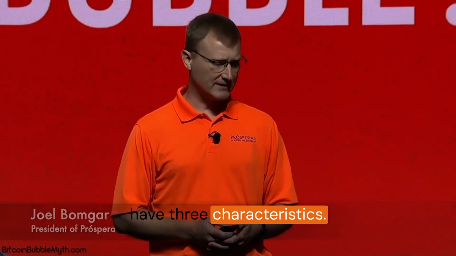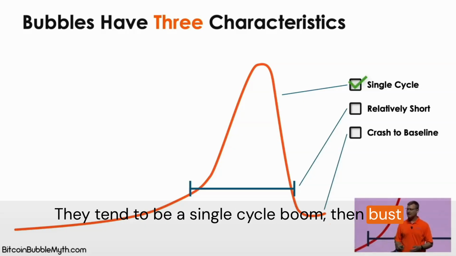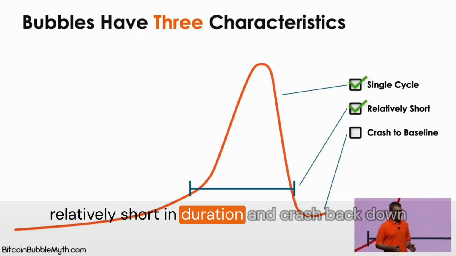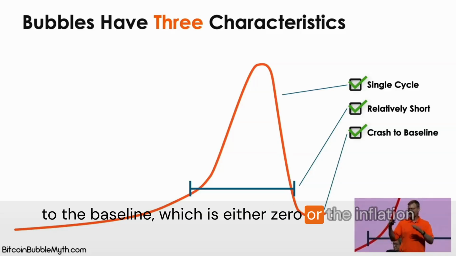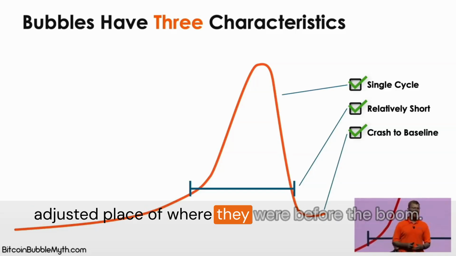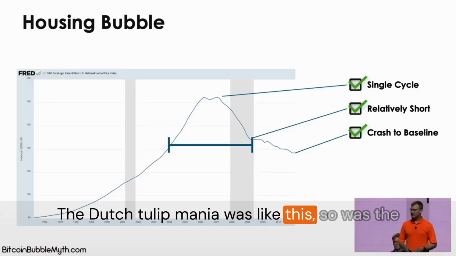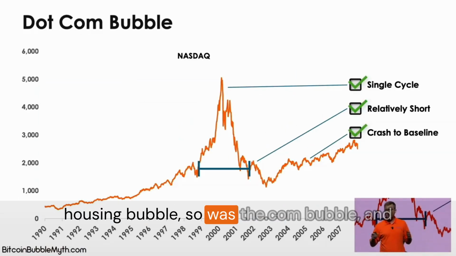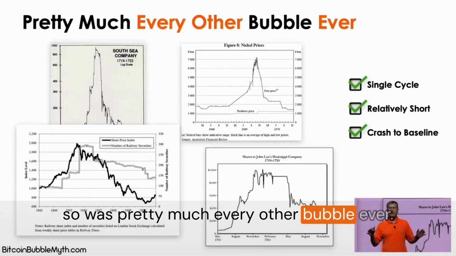Ladies and gentlemen, bubbles have three characteristics. They tend to be a single cycle, boom, then bust, relatively short in duration, and crash back down to the baseline, which is either zero or the inflation-adjusted place of where they were before the boom. The Dutch tulip mania was like this. So was the housing bubble. So was the dot-com bubble. And so was pretty much every other bubble ever.